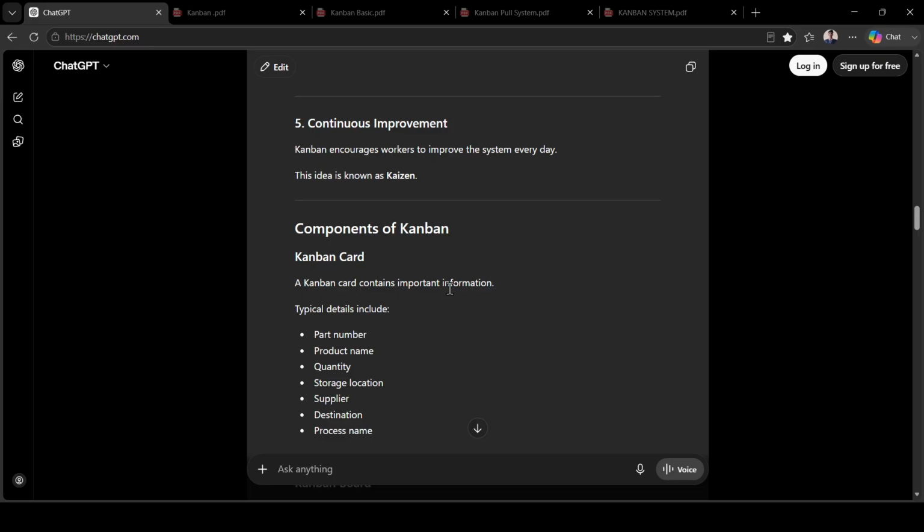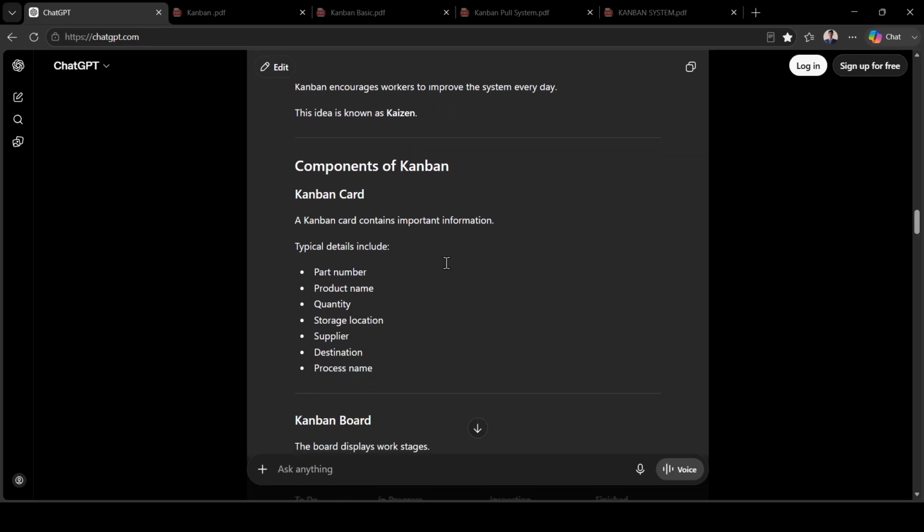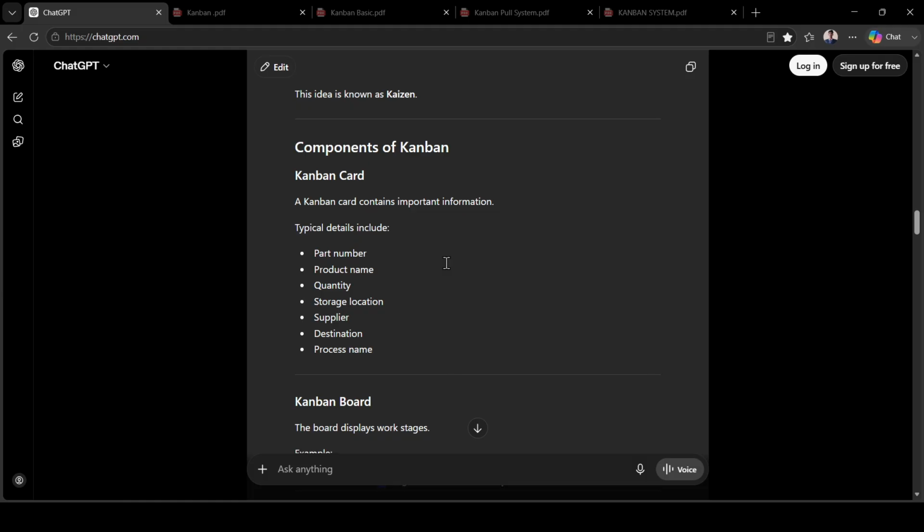So, components of Kanban. Another topic is the components of Kanban. Kanban card. A Kanban card contains important information. Typical details include part number, product name, quantity, storage location, supplier, destination, and process name.